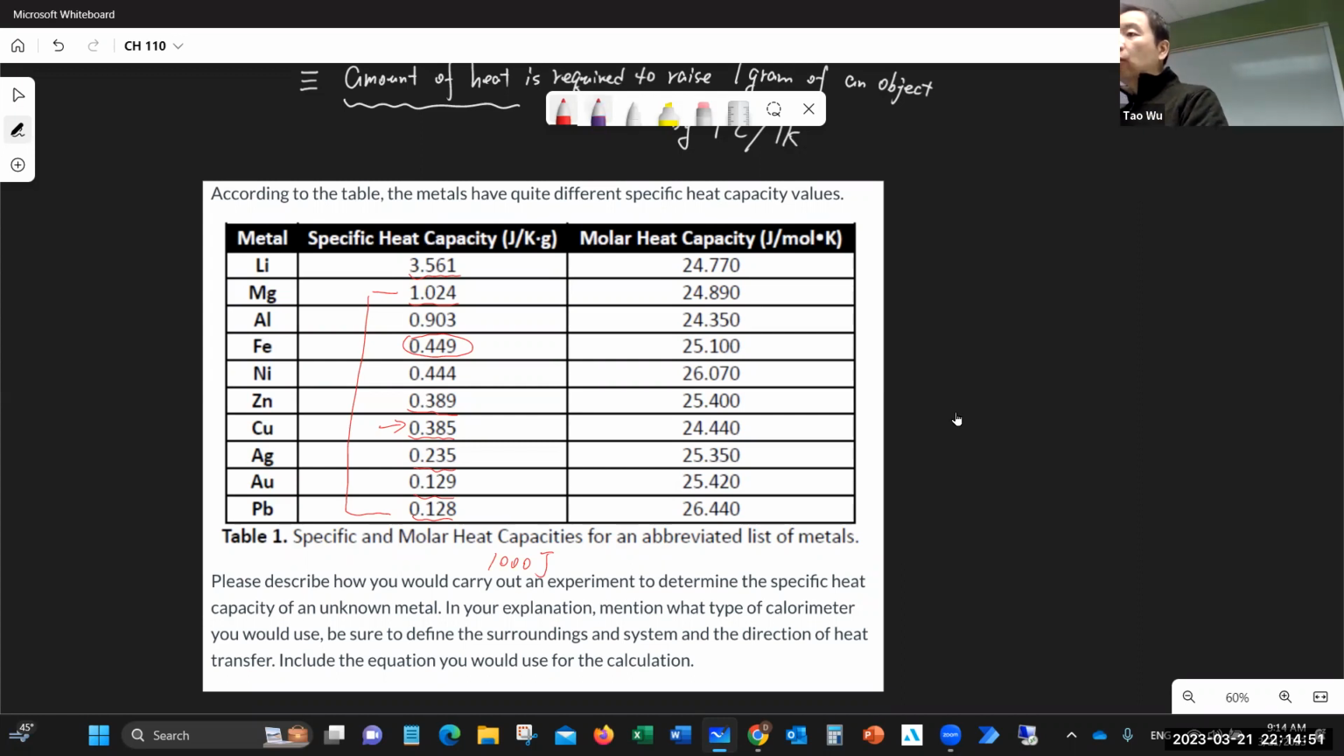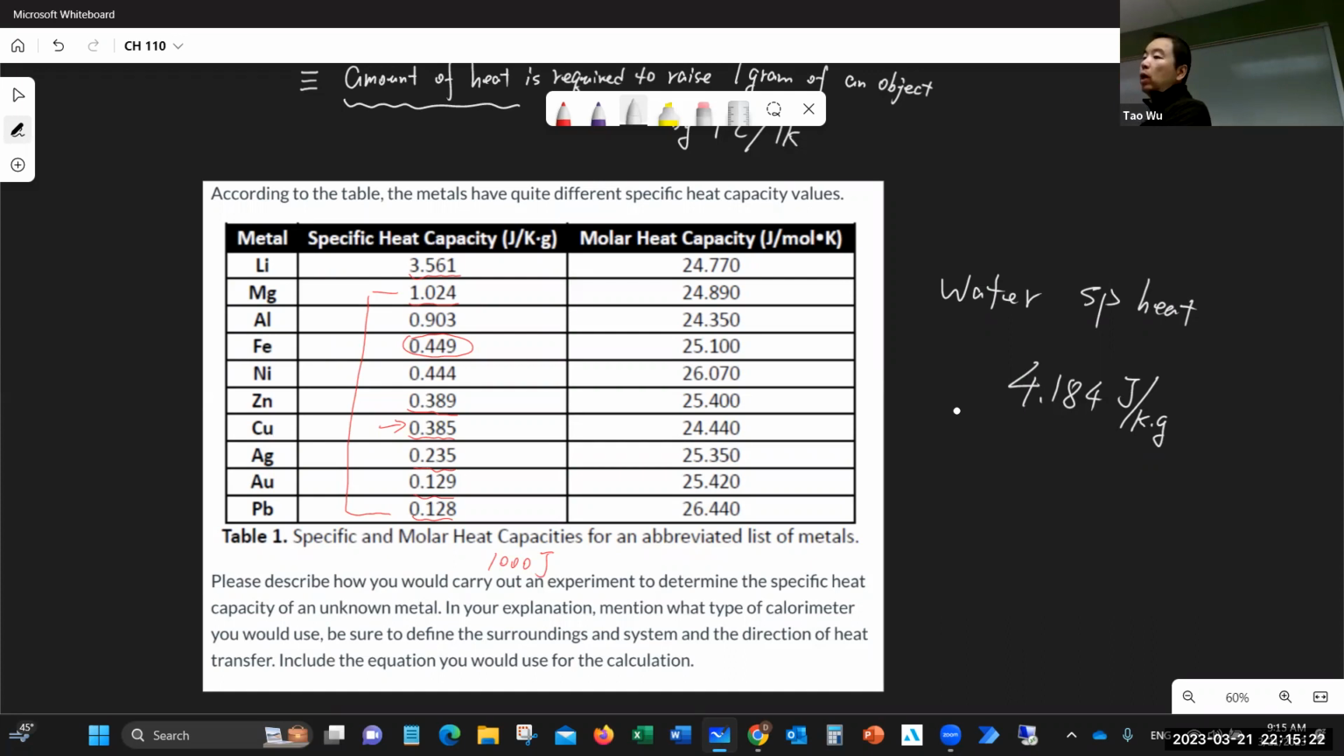Do you know what the specific heat for water is? For water, the specific heat is 4.184 joules per kelvin per gram. Compared to magnesium, this is even higher, four times higher. So what does a higher specific heat mean? When we raise 1 gram of water by 1 Celsius, we need 4.184 joules. That means it needs quite a lot of heat to raise the temperature.